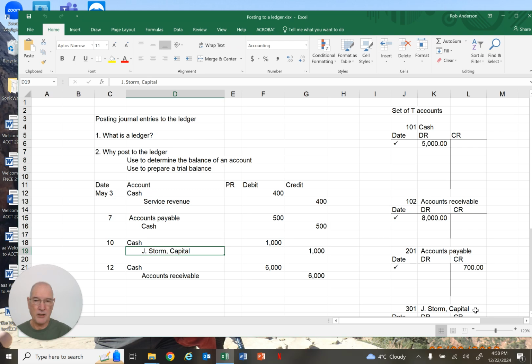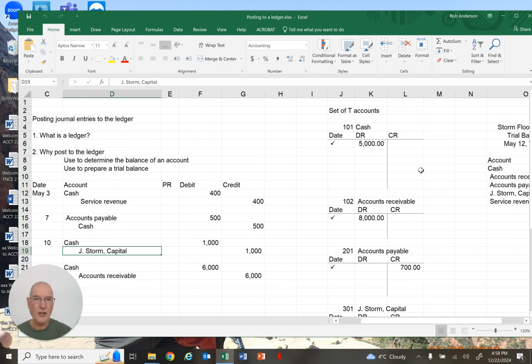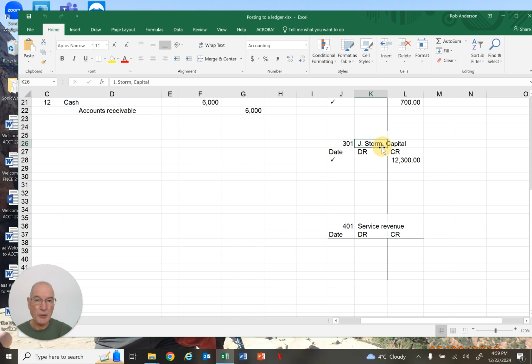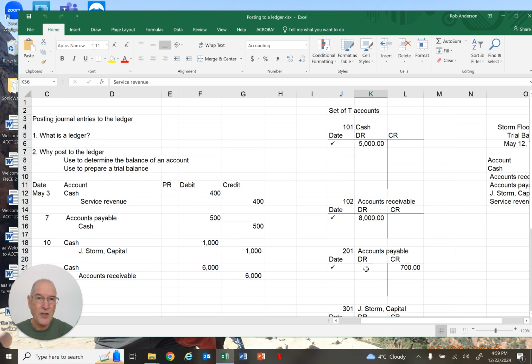So let's look at our ledger accounts over here. You'll notice that I've set them up in order of the chart of accounts. So assets first, then liabilities, then capital accounts, and then revenues and expenses. Now, I didn't have any expenses in this example, but it works the same way. So you may be wondering what this start is.